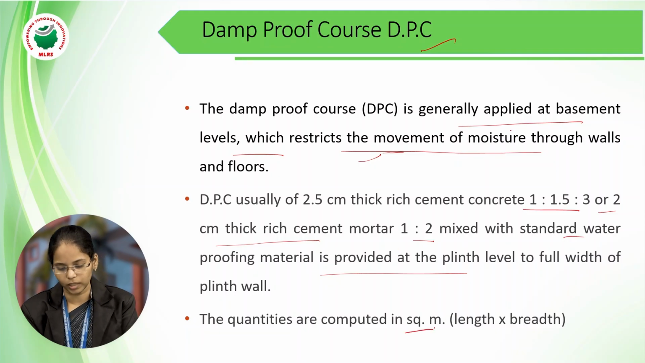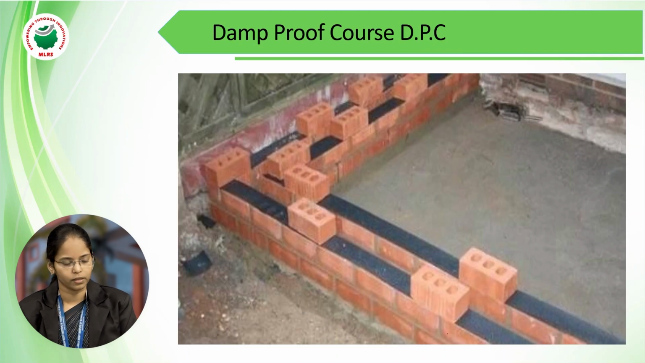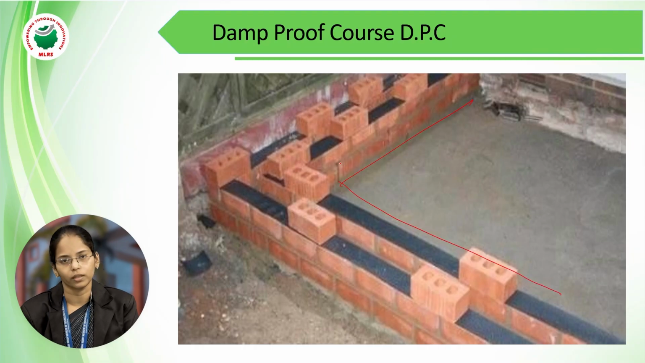Next, the quantity of damp proof course is computed in square meters. Only length into breadth, no thickness. This is the damp proof course. Only this length into breadth and no thickness. So this is the damp proof course.